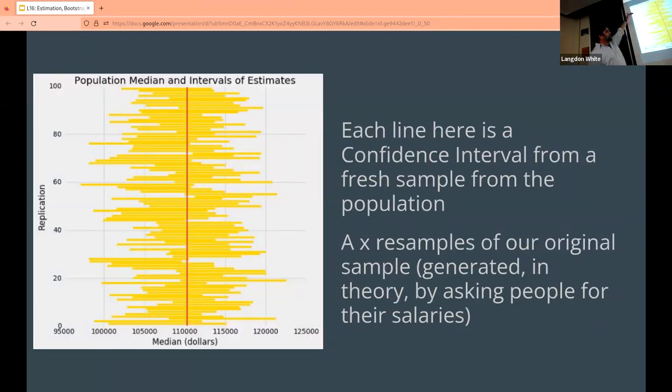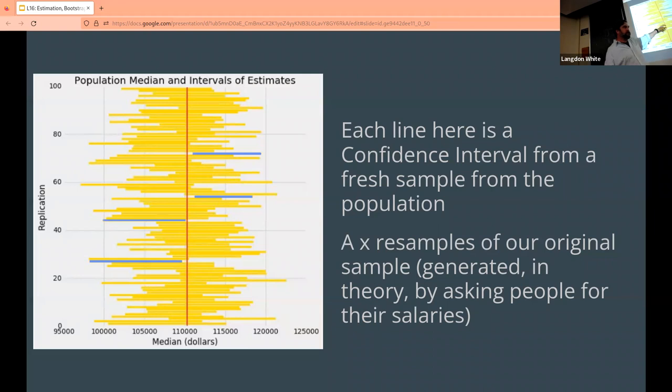So here are all of our samples, going vertically. Each one of those has a range with a low end and a high end. Every time we do it, the right answer in this case, we happen to know because we cheated, is this red line. So what we want to look for is all the times where the yellow line doesn't intersect the red line.